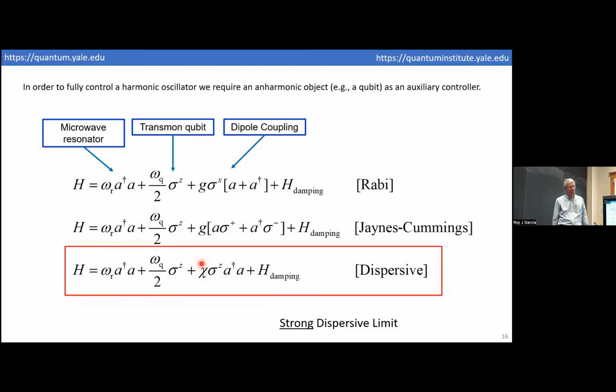Does that help? Yeah, so, in the older days, I think the idea was to just encode the data in the qubit. Now you're more interested in the oscillator. Right. What's the advantage?